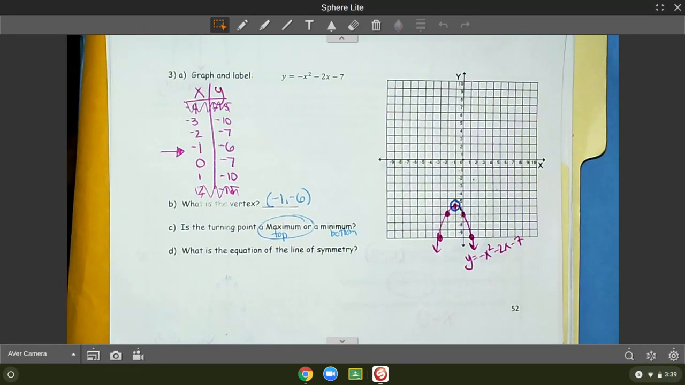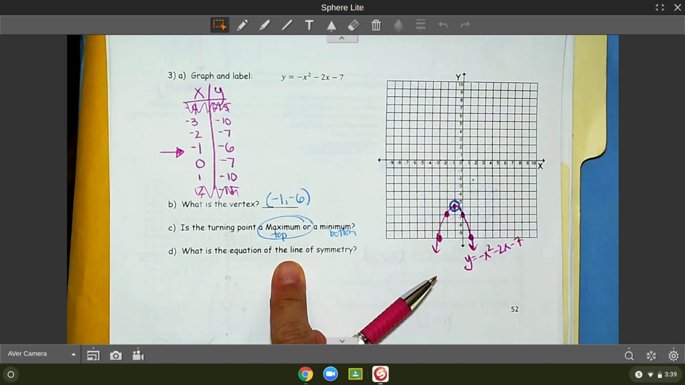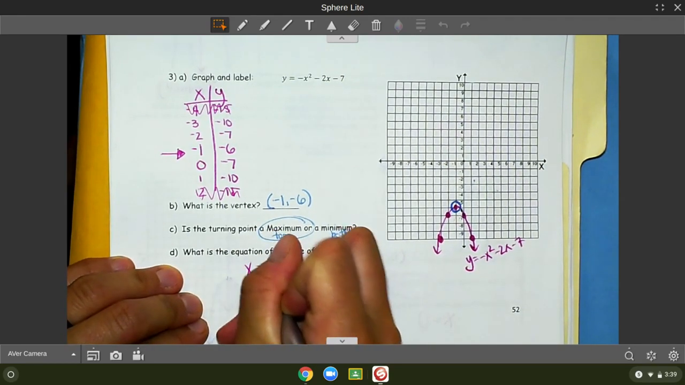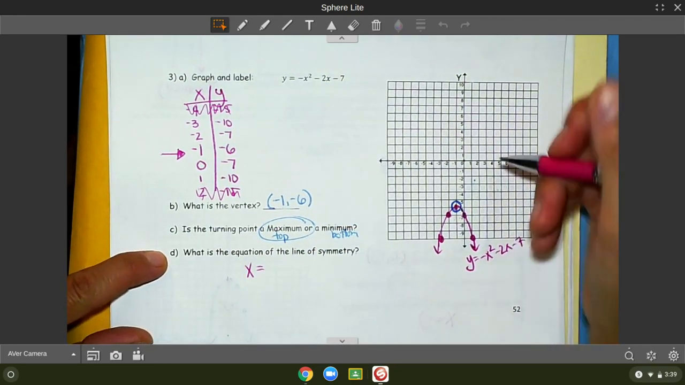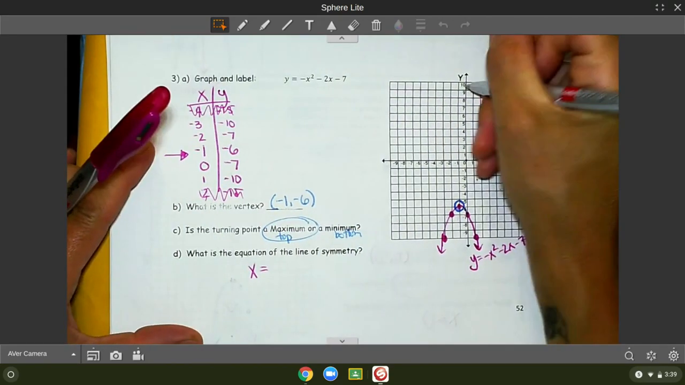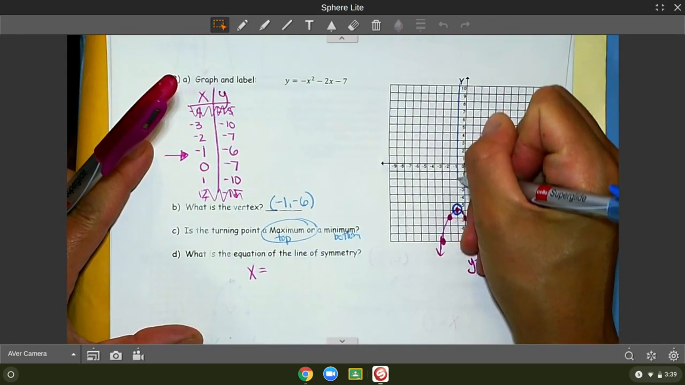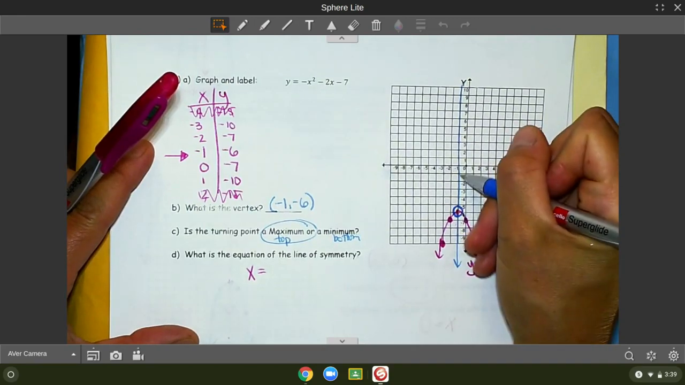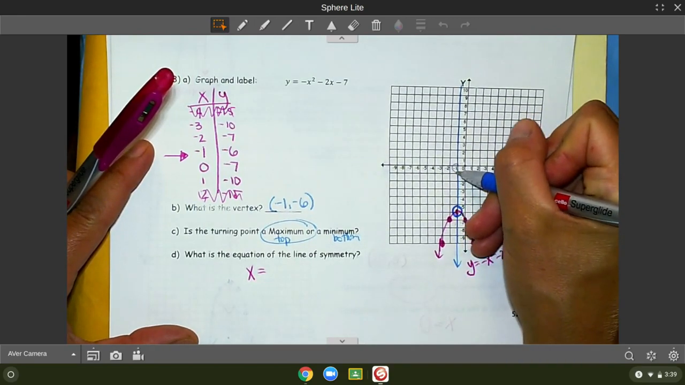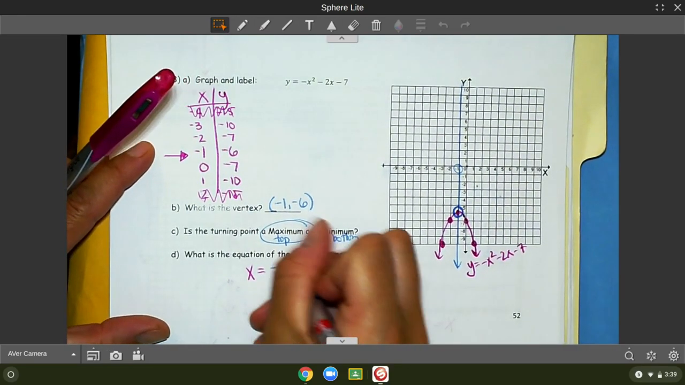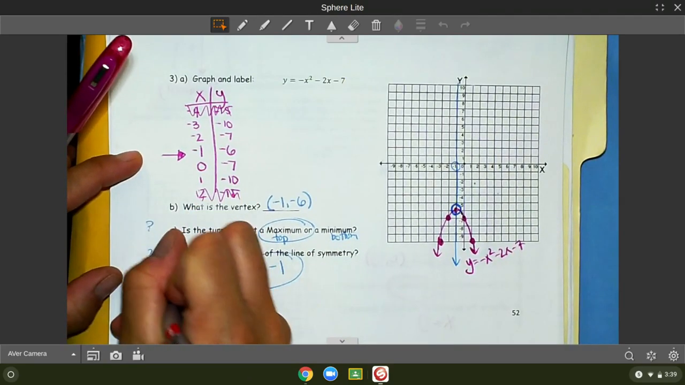Next up, what is the equation of the line of symmetry? So look back at your notes. Is the line of symmetry always x equals or y equals? You got it. It's always x equals. So if you were to draw your line of symmetry, what x value does it go through? So follow it up. It goes through -1, and you have got it.